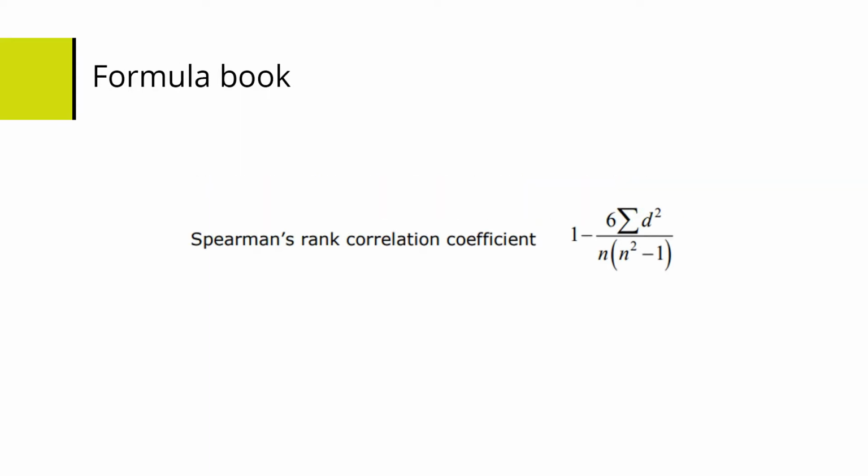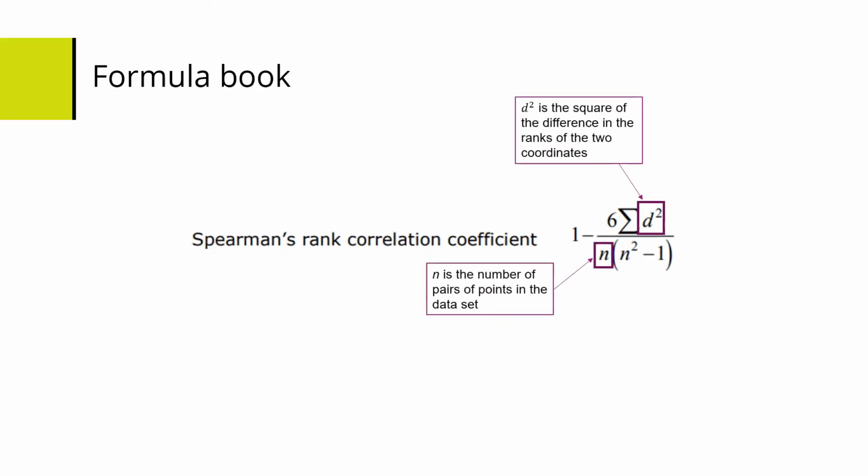The formula for Spearman's rank correlation coefficient is provided in the formula book, so it doesn't need to be memorized, and it's as shown here. A couple of the key factors are that d squared is the square of the difference in the ranks of the two values, and that n is the number of pairs of points in the data set. And we'll see an example of using it in a moment.